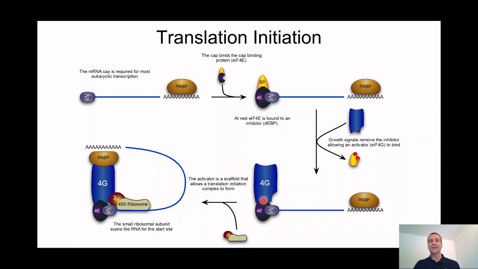And that's the first step to really starting translation, because you can see that 4G has all of these different little dimples in it, and one dimple fits the 4E binding protein, and that's the way that we know that this message is intact and we should translate it. And the other little dimple fits this protein called EIF3. And EIF3 is really important because it is the chaperone protein for the small ribosomal subunit, or the 40S ribosome. And so when 3 binds to 4G, it's bringing the 40S ribosome into place where it can start translating this messenger RNA.